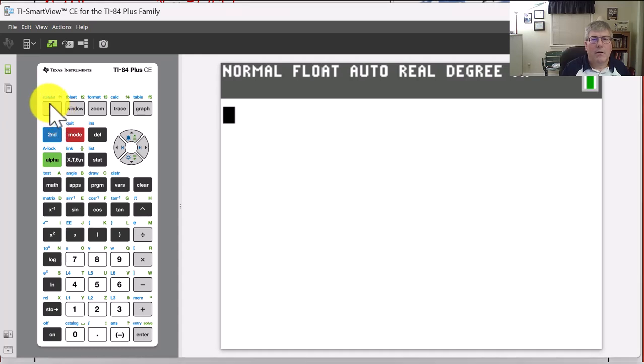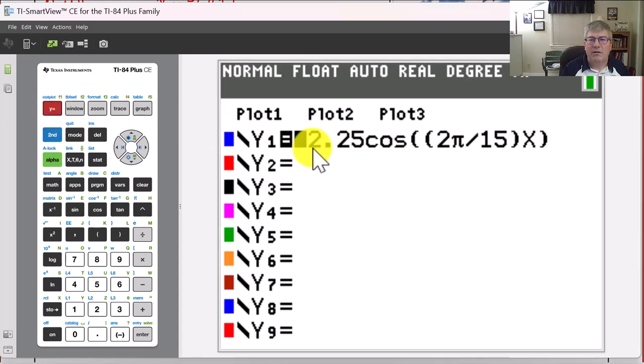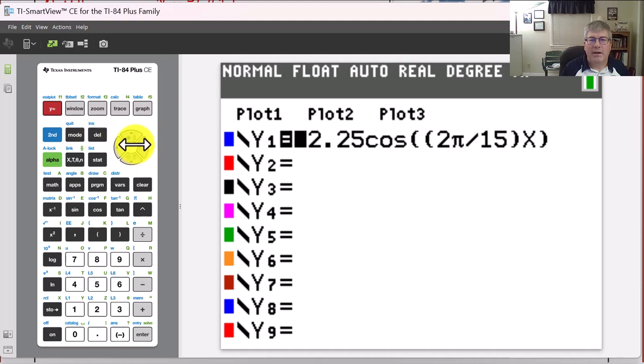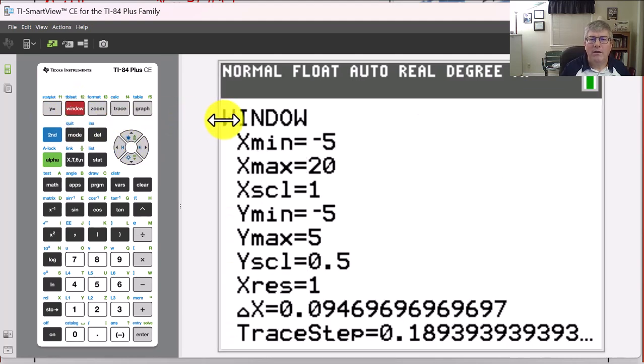So here we are. We're going to input our function into the calculator. I have negative 2.25 cosine, with liberal use of parentheses, 2 pi over 15 x. I should be in radian mode here. For my window, my minimum x, since my cycle was 15 seconds, I'm going to go back to negative 5 seconds and out to 20. So I'm going to have a little bit bigger window here than 0 to 15. I'm going to count by ones.